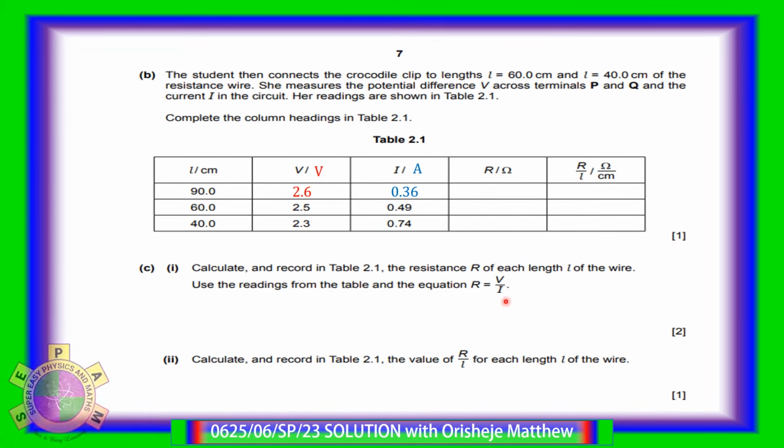Once they give you the formula, all you need to do is carry out your substitution. So let's see. The first one, resistance is PD divided by the current. So that gives us 7.22 ohm. So you can just maintain that 7.22 ohm. Then calculate the resistance per unit length, divide by the length, this is 7.22 divided by 90 cm.